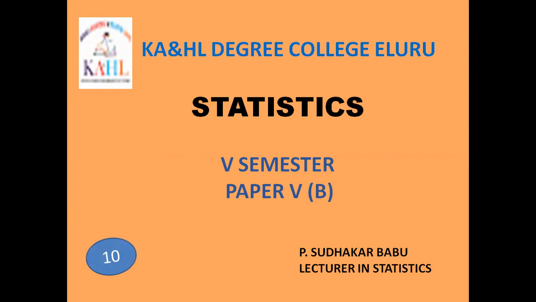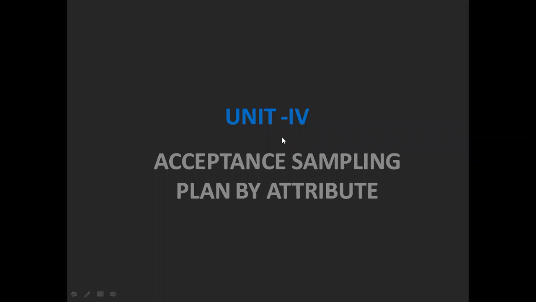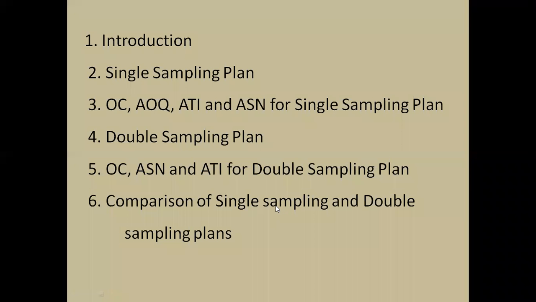Students, this is our class number 10 for statistics, 5th semester, paper 5B. The title of the paper is Quality and Reliability. Now we are going to Unit 4, Acceptance Sampling Plan by Attributes.